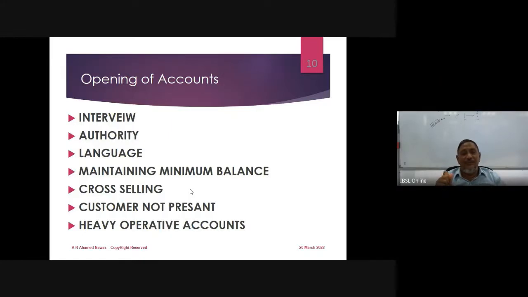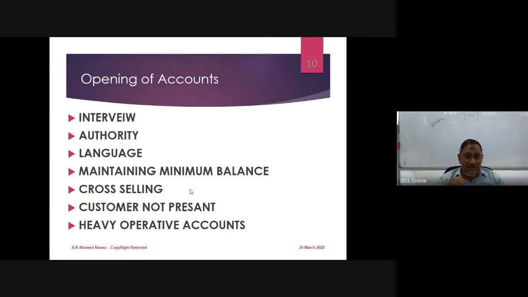Then comes the language. Which language are you giving the mandate in? According to banking practice, and there was a case on this also, the language of the mandate in the application should be the language in which the customer signs. Where the customer signs in a language, in that language only we have to give the application. So signs in English, English mandate. Signs in Tamil, Tamil mandate. If any other language, then there are certain requirements. I'll discuss that in the next slide. So the language should be the language of the signature.